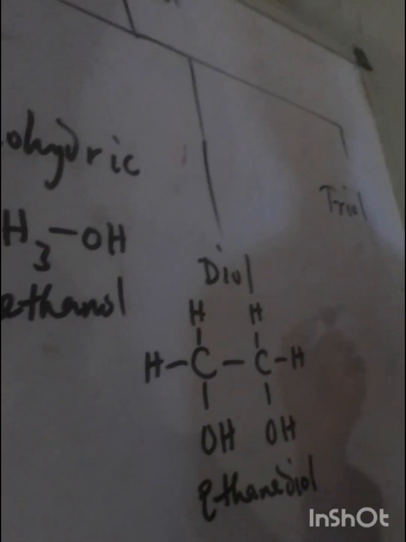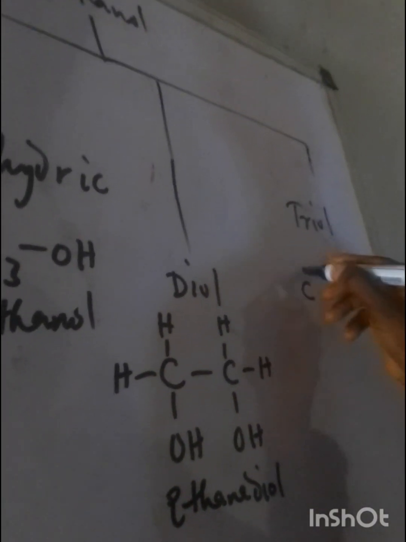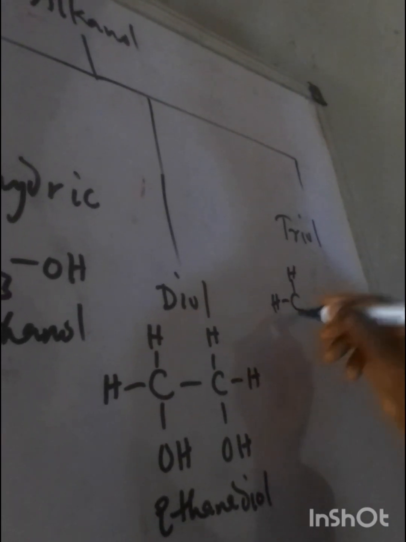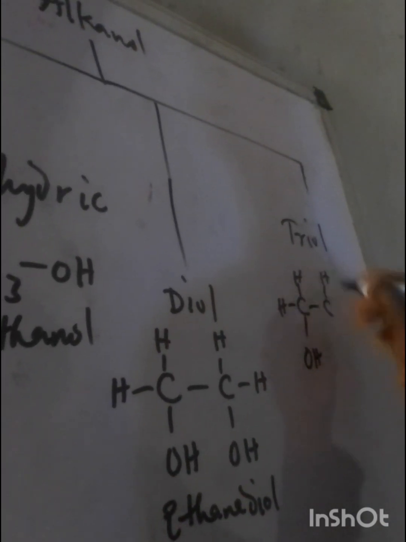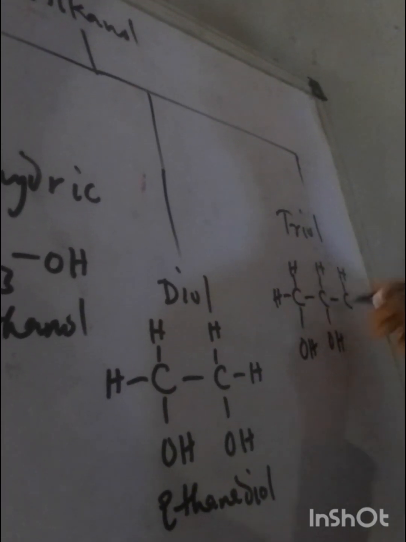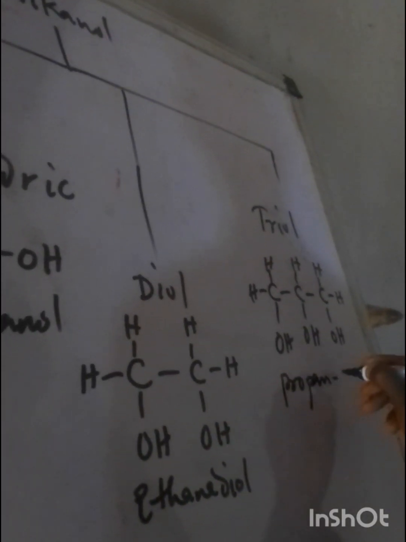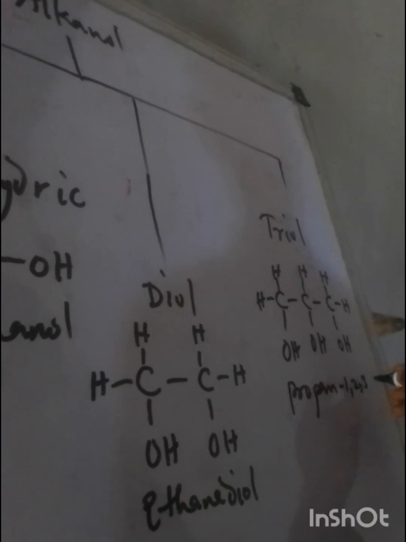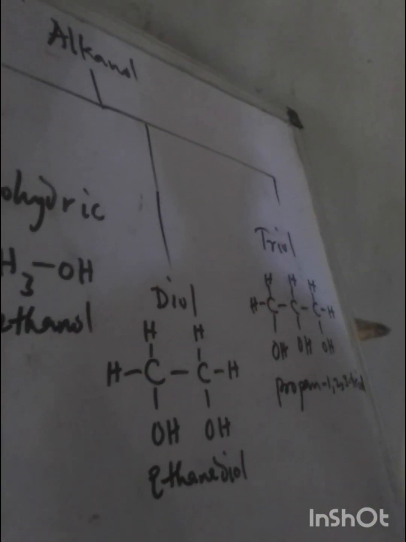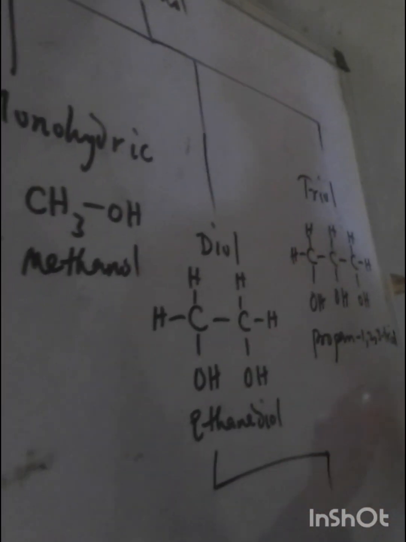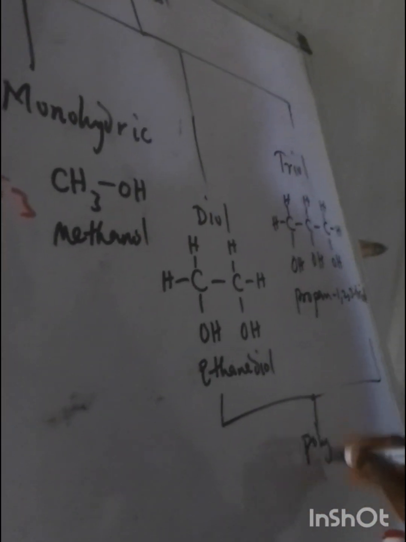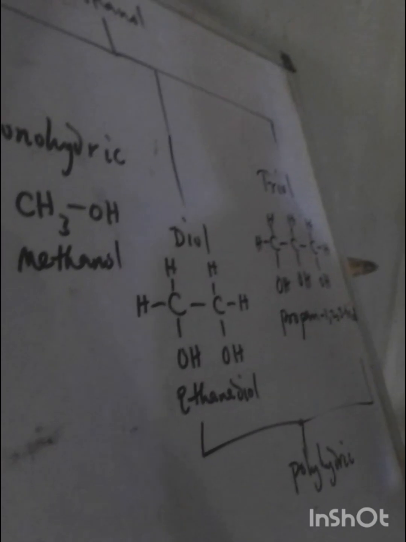Number 3 is triol. Example is this: CH2OH, CHOH, CH2OH. This is propan 1, 2, 3 triol. These are 3 types of alkanols, but these 2 are collectively called polyhydric alkanol.